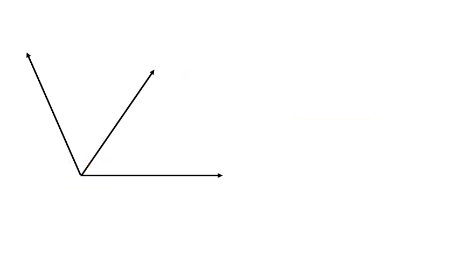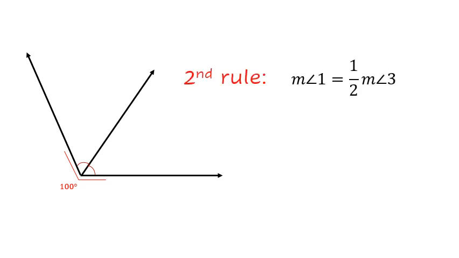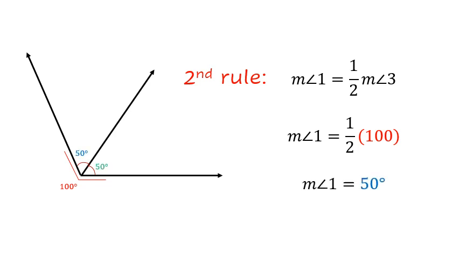And conversely, if I know the larger angle, in this case 100 degrees, I can use the second rule to solve this problem then. And I know that each of those smaller angles is going to be half of whatever that larger angle is, in this case 100. So all I have to do is take half of 100, or take that 100 and divide by 2. It's the same thing. And I know that each one of these angles then is going to be 50 degrees.